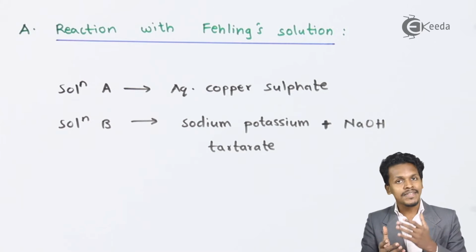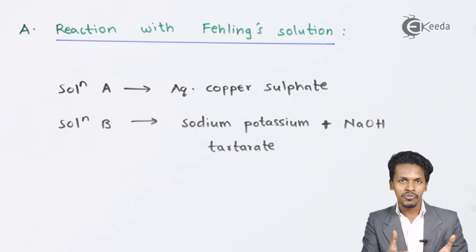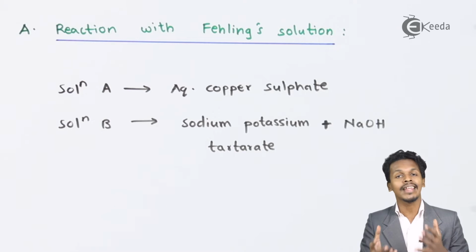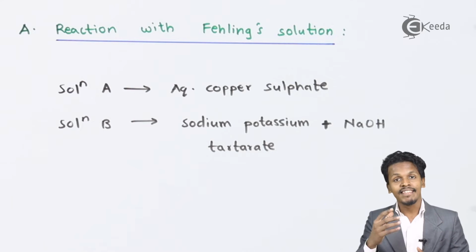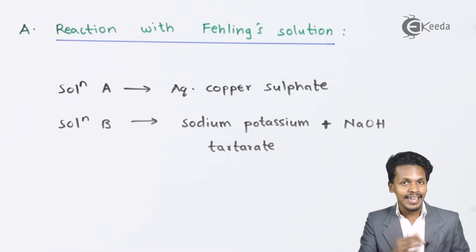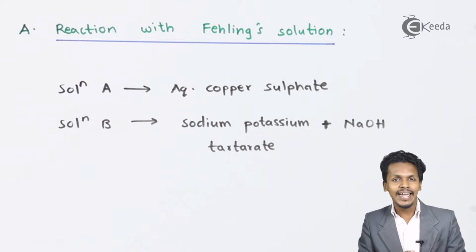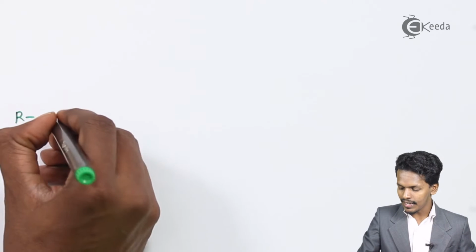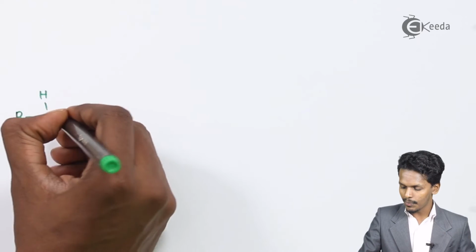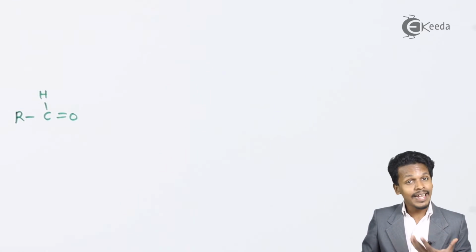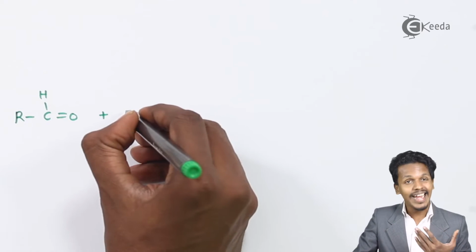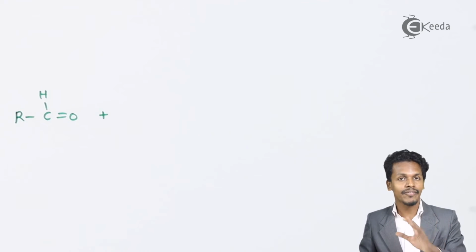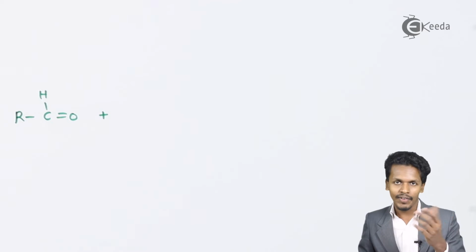So this combination of Fehling solution A and Fehling solution B, taken in equal quantity, is reacted with an aldehyde. Let us see how the aldehyde acts like a reducing agent. For that we have a reaction. Suppose we have an aldehyde, RCHO, and this aldehyde reacts with the Fehling solution, which obviously consists of Fehling solution A and Fehling solution B.